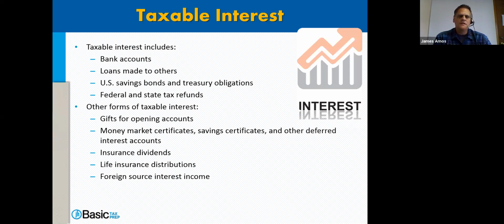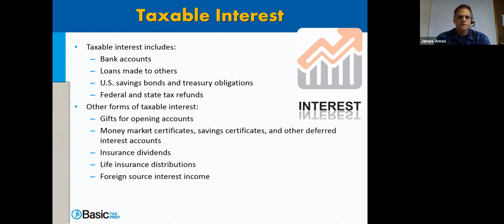Here are some other things that can be considered taxable interest but are not as obvious. Gifts for opening an account. Chase loves to do this. I know they're always offering, come in, open an account with us, and we'll give you $100 in your account. Well, if I do that, that $100 I have to put on my tax return as interest.